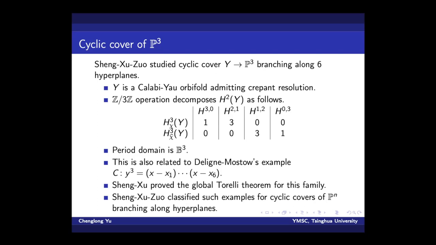And this case turns out also related to the most of the example. Now it's a dimension 3 case, and you have 6 points with even weights. So each of them has a weight 1/3. And just a few years ago, Sheng and Xu proved that the global Torelli theorem holds for this family based on the isomorphism in this Deligne-Mostow theory. And for higher dimensions, Sheng, Xu, Zhuo also classified such examples for cyclic covers of Pn branching along hyperplanes. So that's some known results.